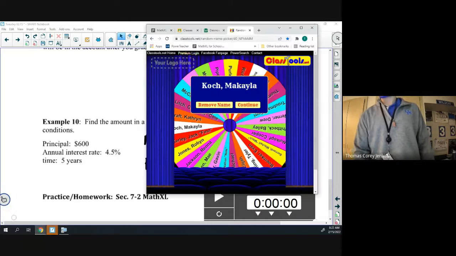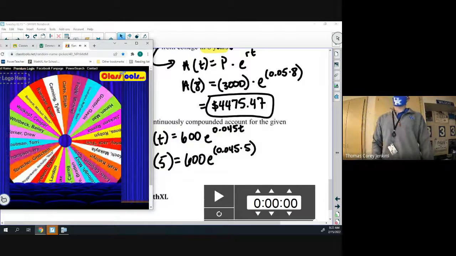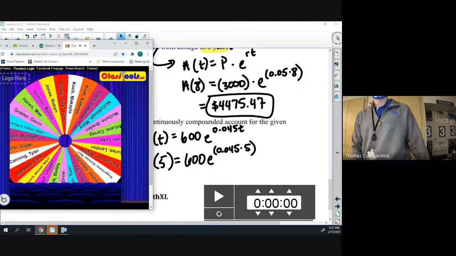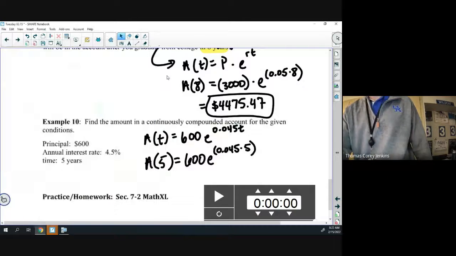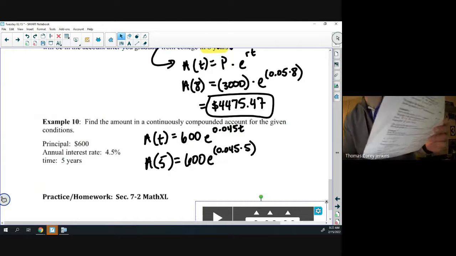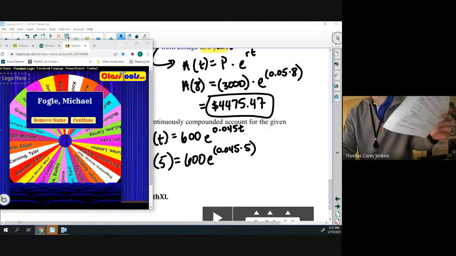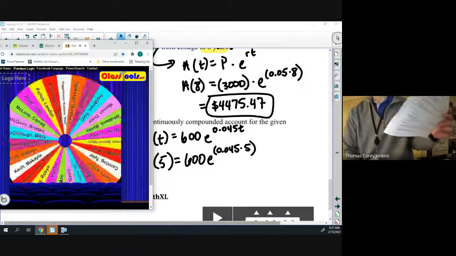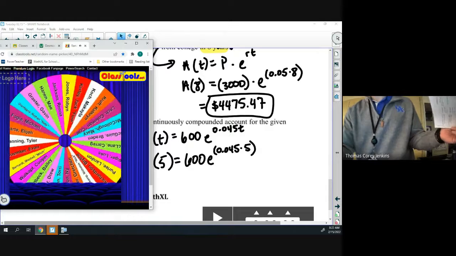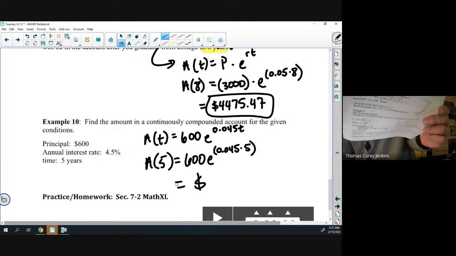All right, so last thing, what we need to type in our calculator is right there. So 600 e to the power of whatever 0.045 times 5 is. So that rounded to the nearest cent, Mr. Fogel, would be what? What do I get when I type this into my calculator? Mr. Fogel. All right, 751. What's the change? All right, there we go. So we will let the record reflect that Mr. Fogel got that right. 751.39.